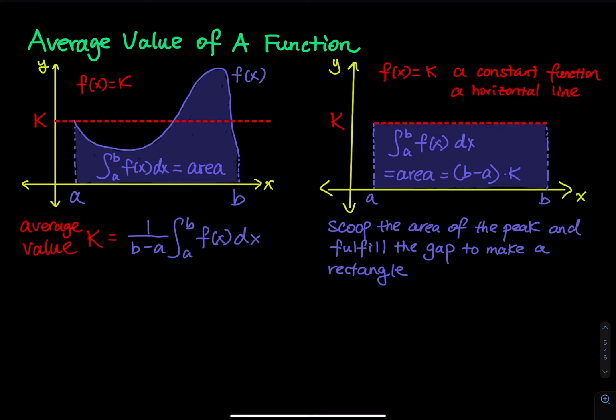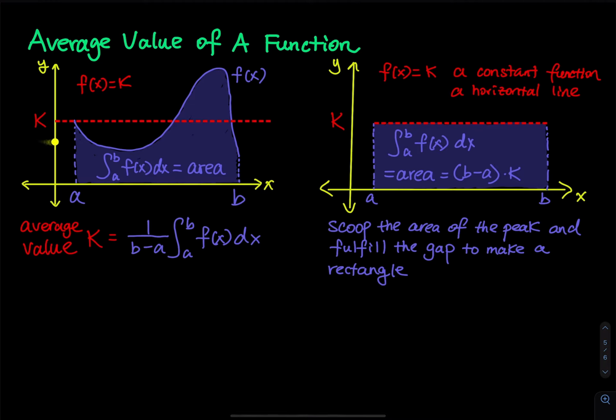Average value of a function. So we have a function f of x, and the curve of f of x is right over here. So we have a purple curve, and then the definite integral, the integral from a to b, f of x dx, is equal to the area under the curve of f of x, where x goes from a to b. One thing that we have to introduce next is the average value of a function.